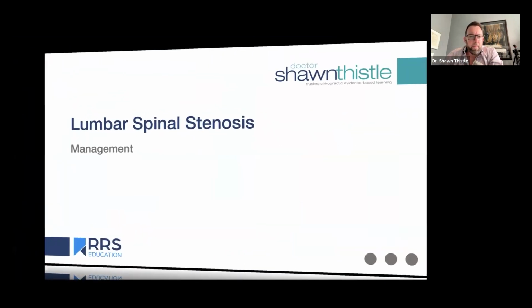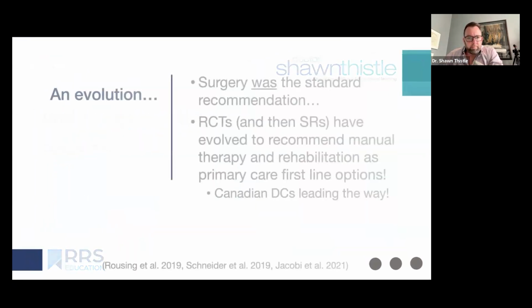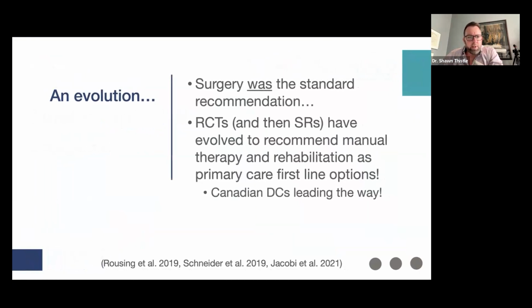So what do we do about this? What do we do about stenosis if we think it's a problem? Well, this has been a huge evolution in the literature, particularly since I've been doing research reviews and courses. And our Canadian chiropractors and chiropractors around the world, quite frankly, have been leading the way in terms of research on conservative care, manual therapy, rehabilitation for this condition. Because when I was a student, about 20 years ago, the standard of care for lumbar spinal stenosis was generally a surgical consult. They thought that was kind of the only way to manage this condition.